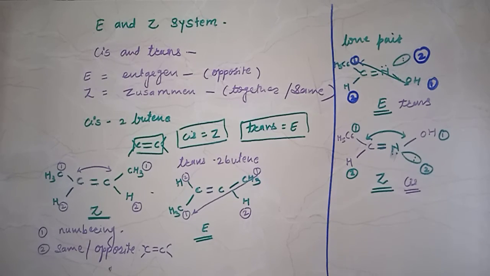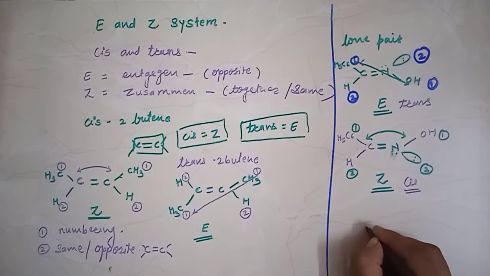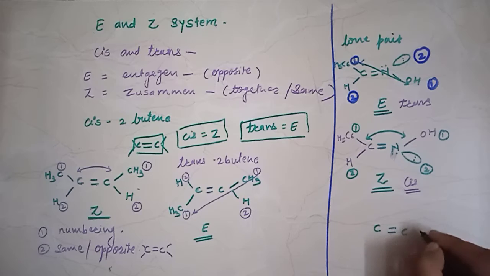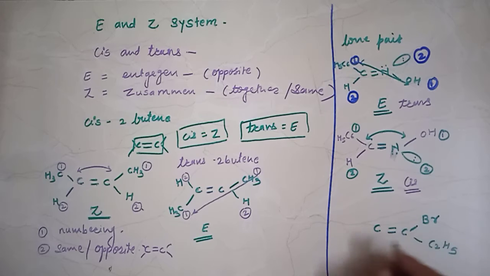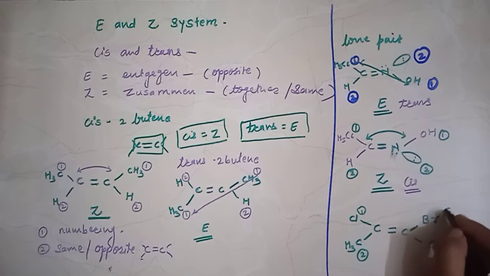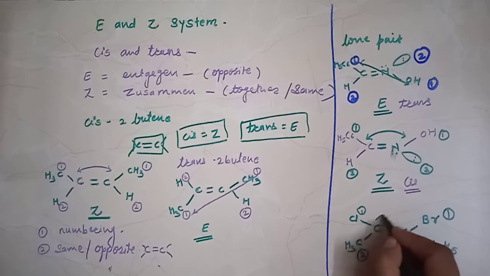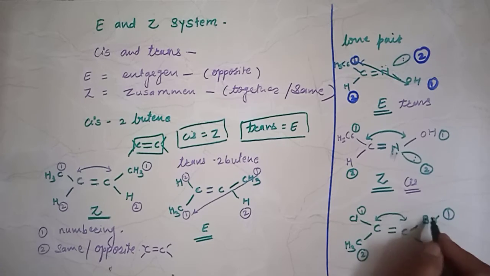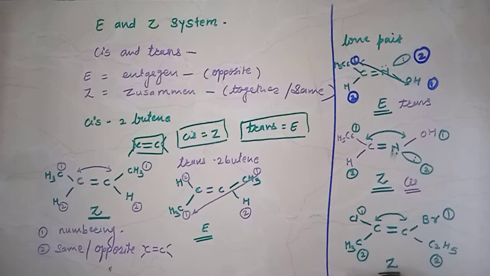For a better understanding, we can take one more example. Draw the carbon double bond carbon, with Br and C2H5 on one carbon, and chlorine and CH3 on the other. Here chlorine has a higher atomic number than carbon, so we give number 1 to chlorine and number 2 to CH3. Similarly, bromine has the higher atomic number, so it is given number 1. The number 1 groups are on the same side, so it is Z nomenclature.